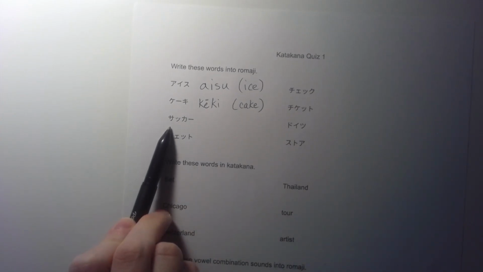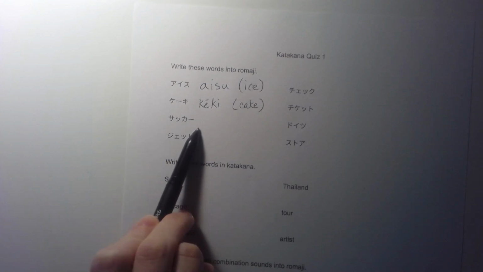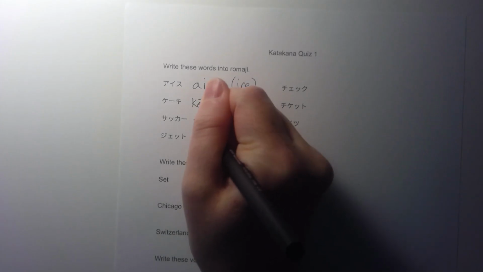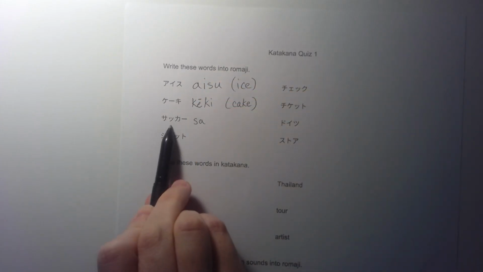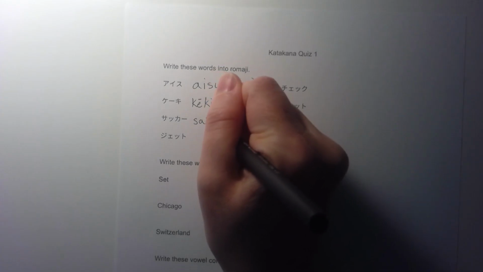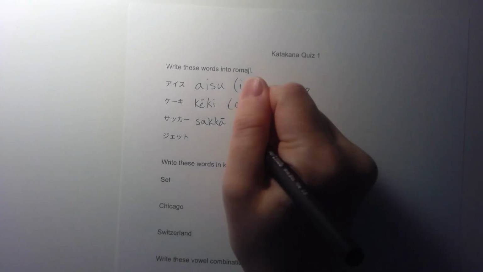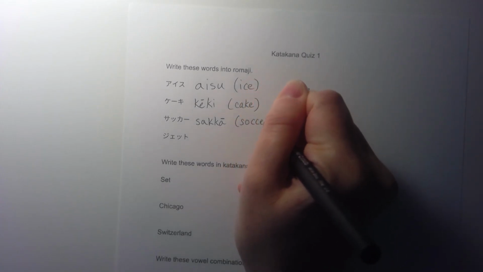Next we have sakkaa, which means soccer. So we have sa. We have small tsu, so we need to write two K's. Ka and elongation. That's soccer.